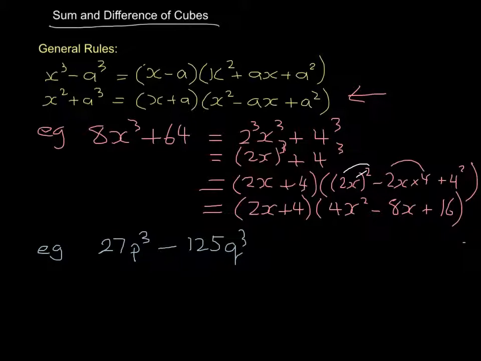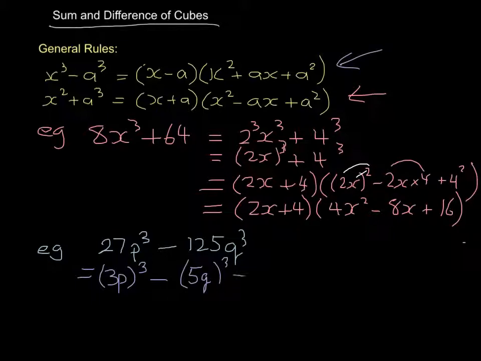And for this last example, again, we need to simplify this. So this first term, 27, is equal to 3 cubed. So I can just rewrite this as (3p)^3. Take away 125 is 5 cubed. So (5q)^3. So this is dealing with a difference of two cubes, so we use the top rule up here.